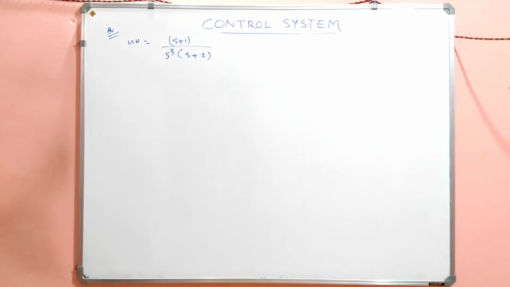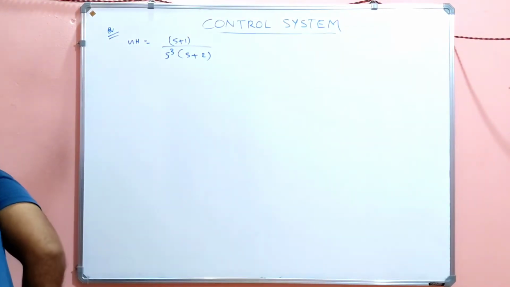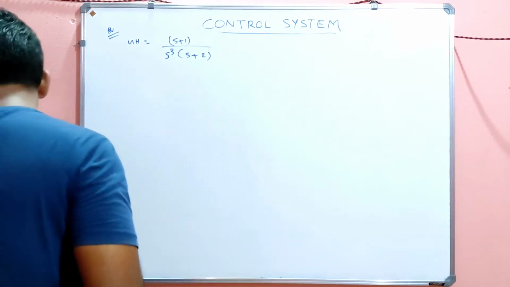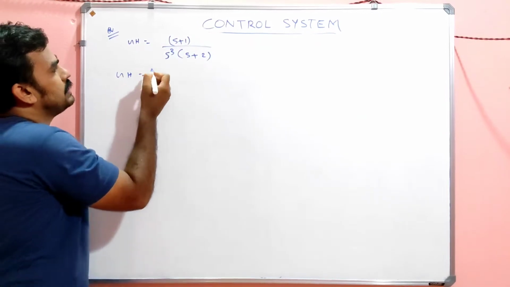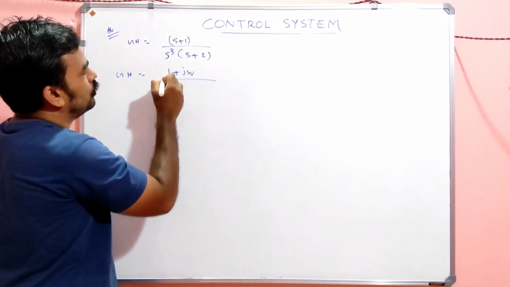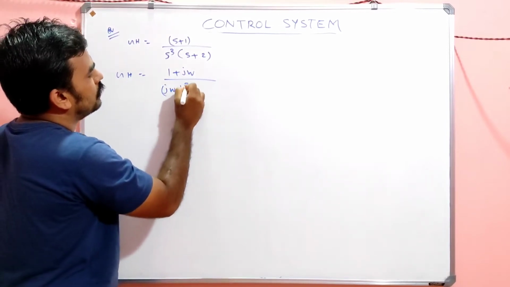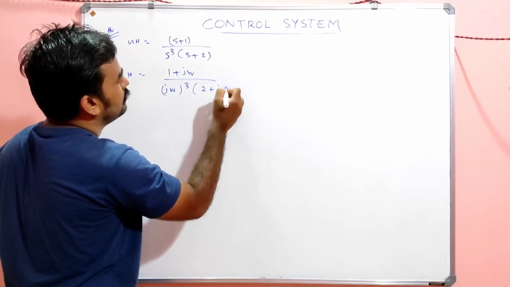So how can we do this, my dears? What was the first step of doing this polar plot? The first step is nothing but put s equal to j omega. So G(j omega) equals (1 plus j omega) divided by (j omega) whole cube into (2 plus j omega), right, my dears?